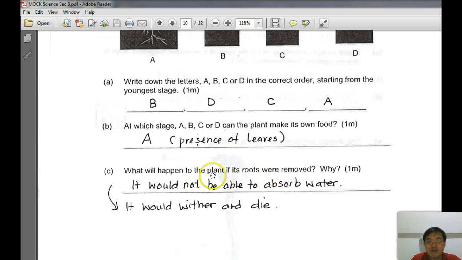So what happens if you cut the roots off and remove them? Okay, first over here, the answer comes here. What happens, right? It would wither and die. Okay, then it says why? Because it would not be able to perform its function of getting water for the plant to keep it alive, right?